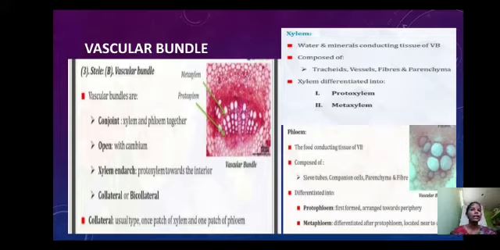So here the xylem is differentiated into protoxylem and metaxylem. Protoxylem is nothing but small developing xylem and metaxylem is completely developed xylem. The next one is phloem. Phloem conducts food material. Phloem is also composed of sieve tubes, companion cells, parenchyma cells and fiber. Here also the phloem is differentiated into protophloem and metaphloem.